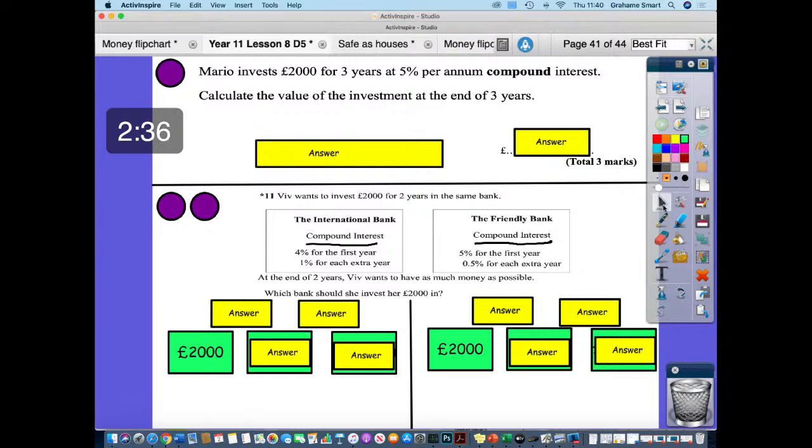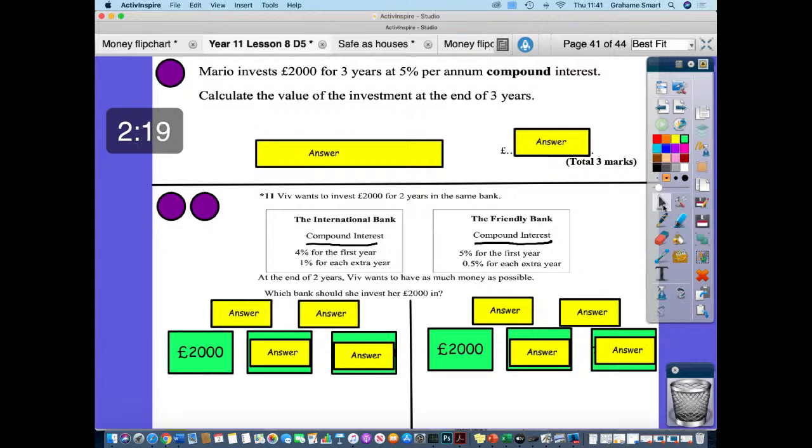Okay, for the top one, I'm just going to reveal the calculation that I did. So Mario invests £2,000 for 3 years at 5% per annum compound interest. So the initial investment, the original amount, is £2,000, for 3 years at 5% per annum.